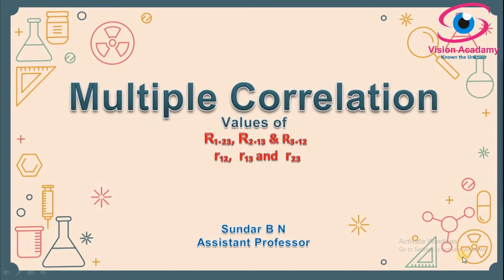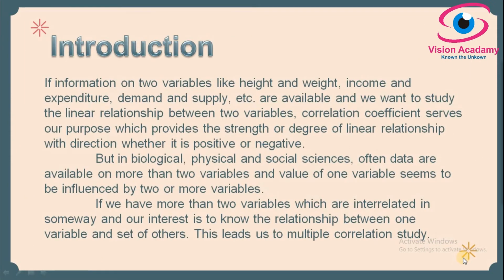So let us understand what is multiple correlation first. Whenever we are dealing with variables in a study, like height and weight, here 2 variables are there, and income and expenditure, again 2 variables are there, demand and supply, 2 variables again. In all these instances, we check the correlation between 2 variables. We check the linear relation between those 2 variables. We check the direction of correlation, whether it is positive or negative.